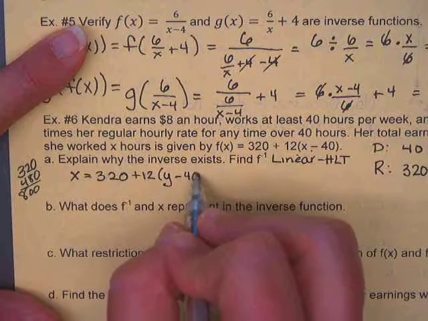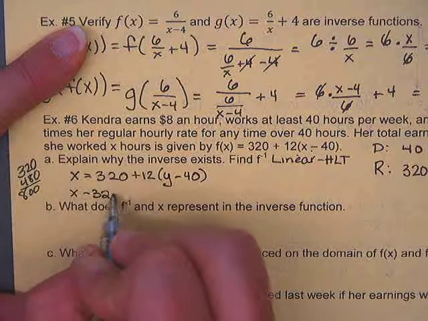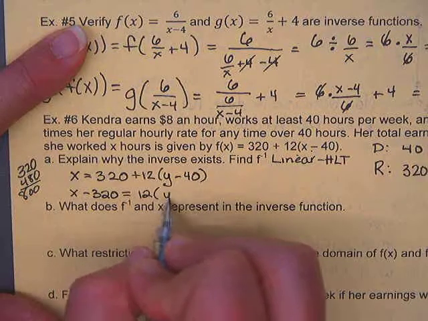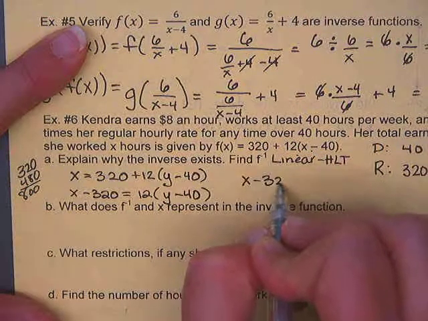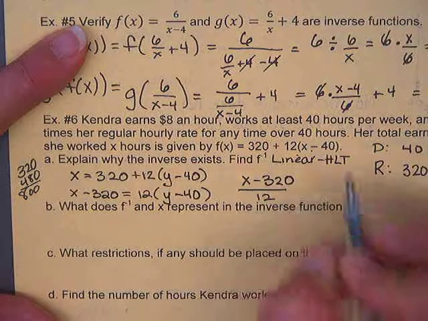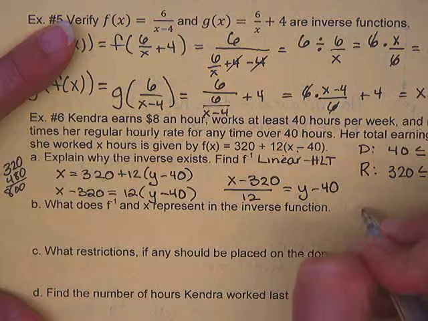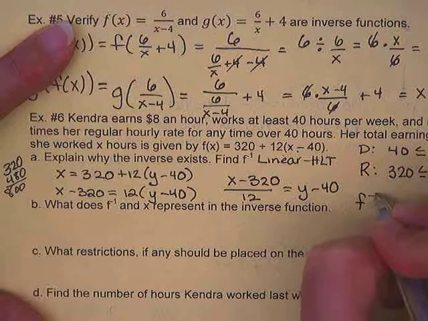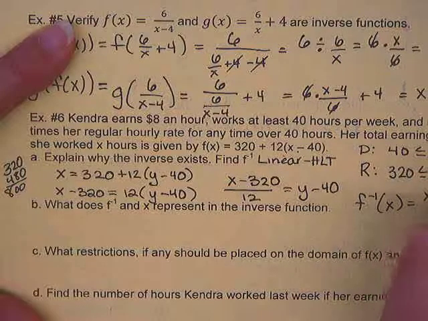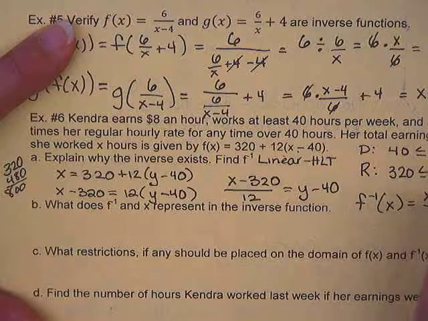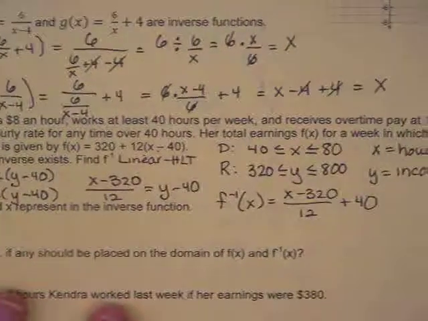I would subtract 320 from both sides, and then divide both sides by 12. And then add 40 to both sides. So my inverse relation, which I know is a function, would be x minus 320 divided by 12 plus 40. Now this function, sorry, it went off the page.